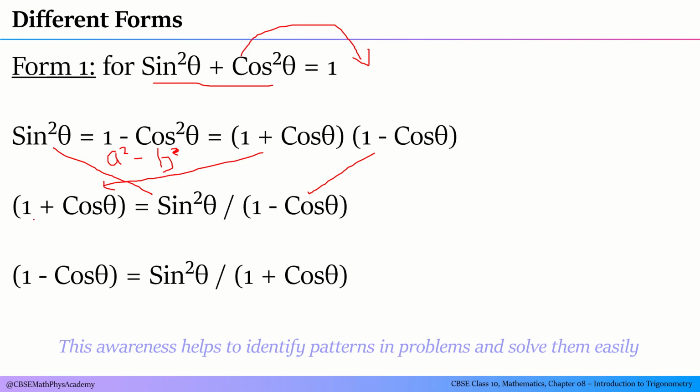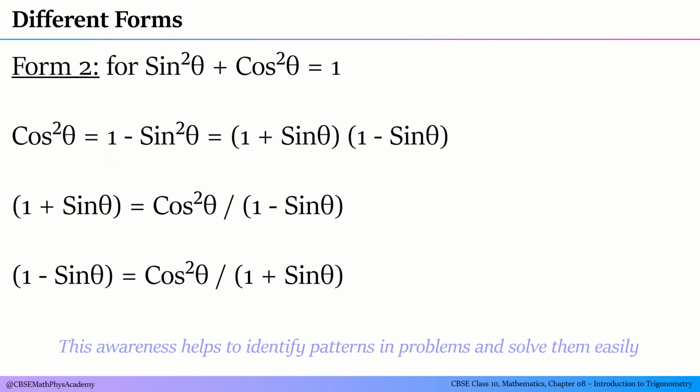So there are problems which will give something like 1 plus cos a or 1 minus cos a and try to solve. When you see that, you must be able to relate that it is somewhere related to this basic form sine square plus cos square is equal to 1. Similarly, you can rearrange the other way where we can keep 1 minus cos theta on one side and bring sine square theta by 1 plus cos theta on the other side. This awareness is very important. Please do write and practice.